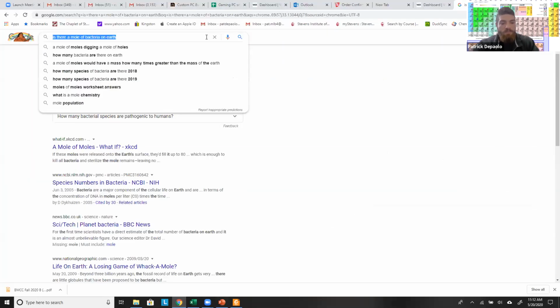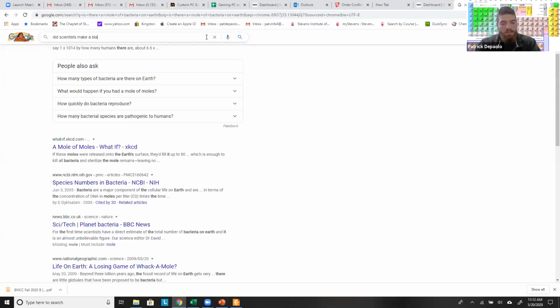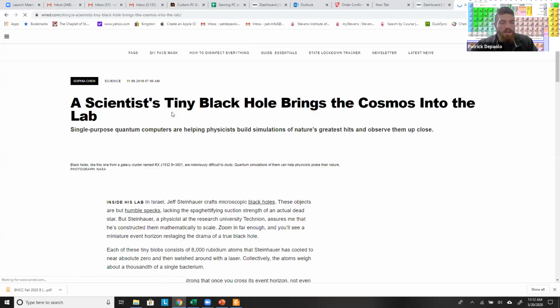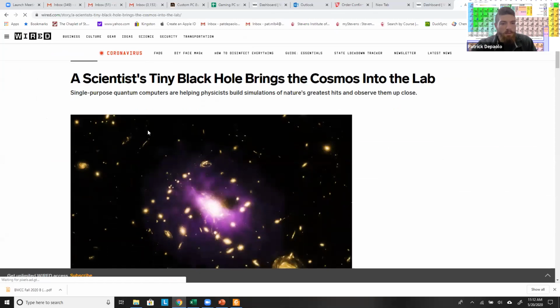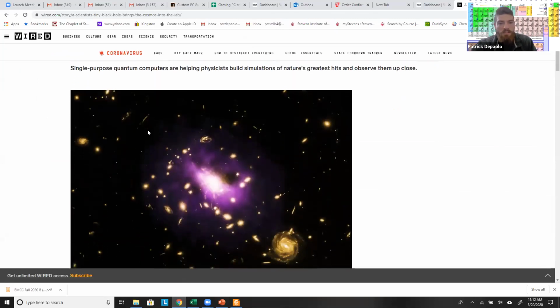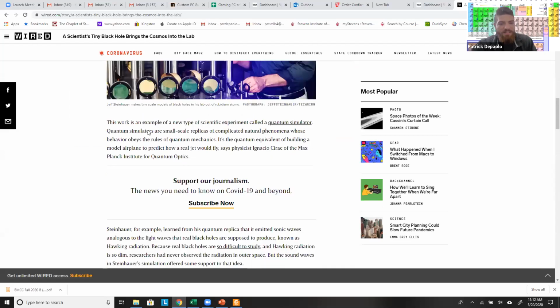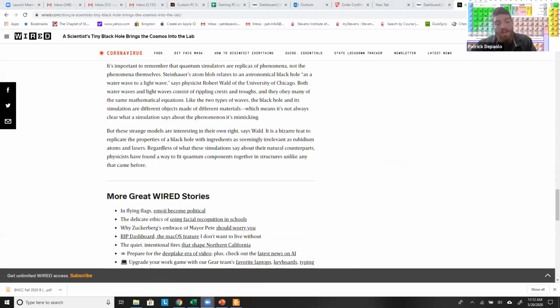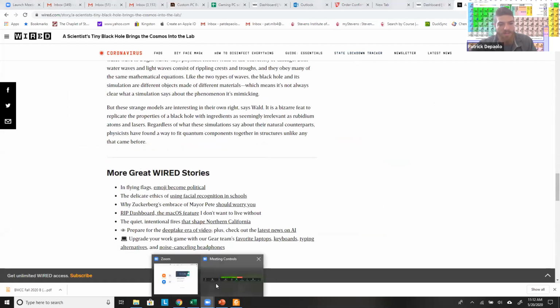Let's look at that. So did scientists make a black hole? Here we go. A scientist's tiny black hole brings the cosmos into the lab. Single-purpose quantum computers are helping physicists build simulations of the simulations. So yeah, that's for another time, I guess. But hopefully that answers your question. So black holes would be that recreated, very dense particle, and it gets really dangerous because then it just sucks us in and we die. But yeah.